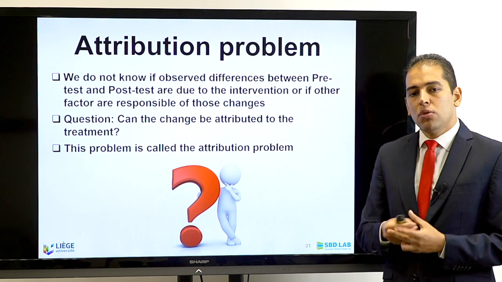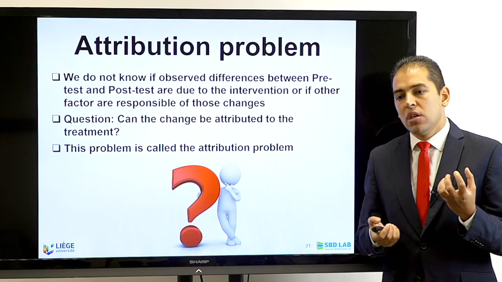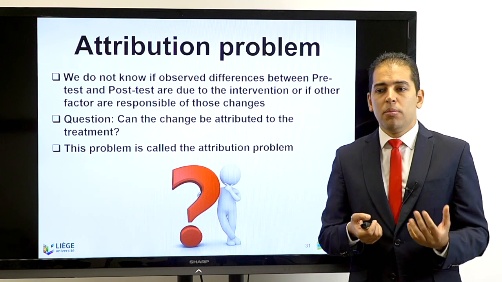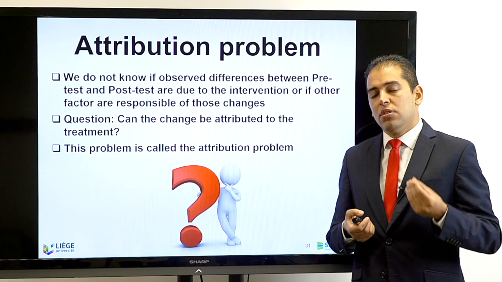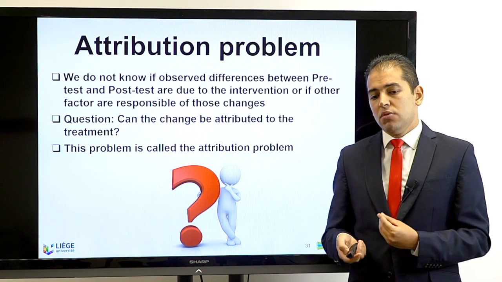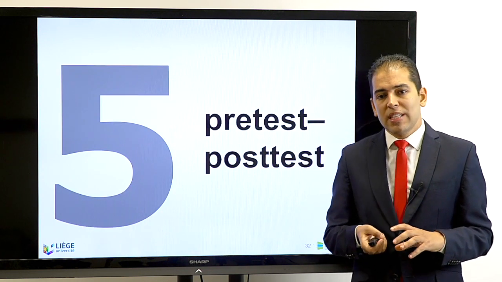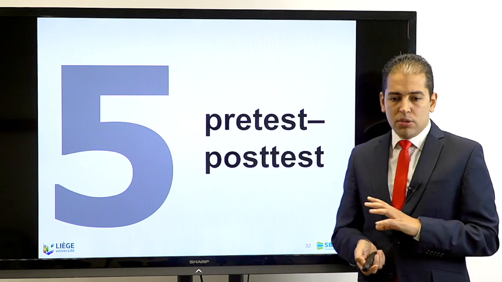And this whole issue, this dilemma, is called the attribution problem. So when you are asked about the attribution problem, you must have this section in your methodology, and you must describe it and talk about it in your methodological chapter. This brings me to the logical step now about pre-test and post-test.